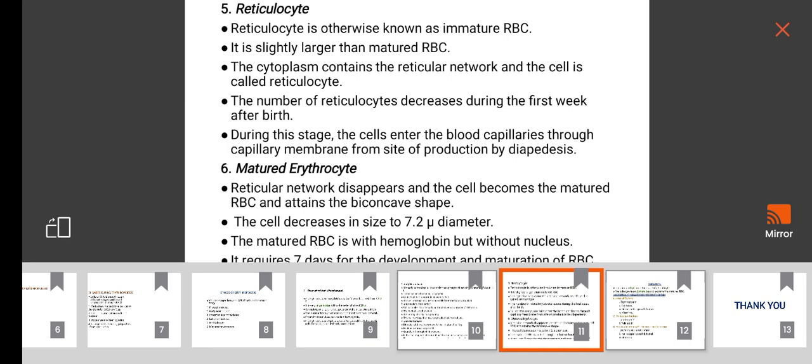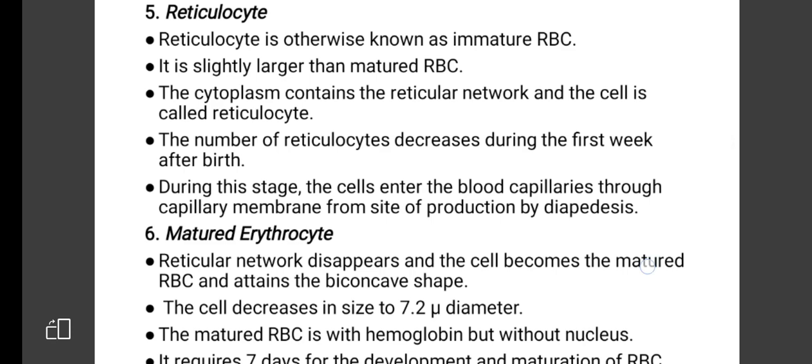The next stage is reticulocyte, which is also known as immature RBC, and it is slightly larger than the matured cell. The cytoplasm contains the reticular network, and the cell in this stage is known as reticulocyte. The number of reticulocytes decreases during the first week after birth. During this stage, the cells enter easily through the blood capillaries from the site of production by the process known as diapedesis. The last final stage is the matured erythrocyte or matured RBC.